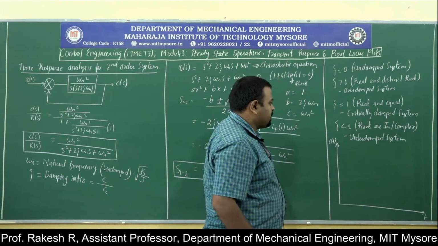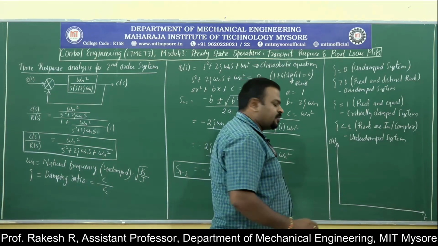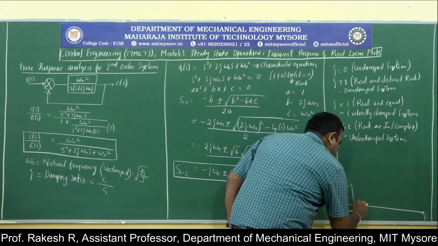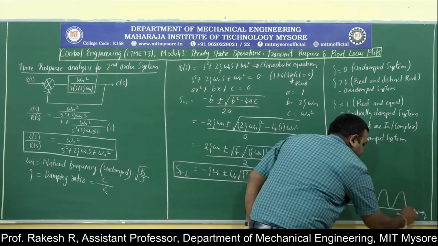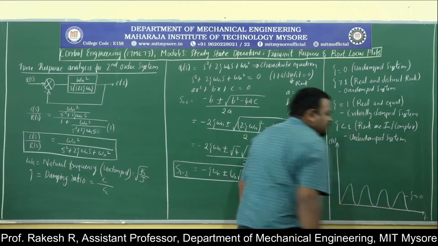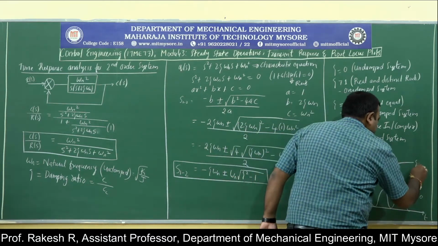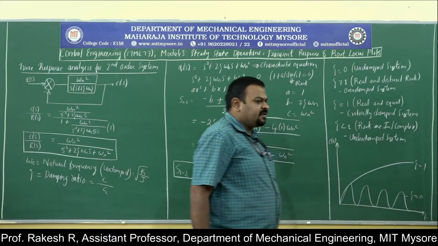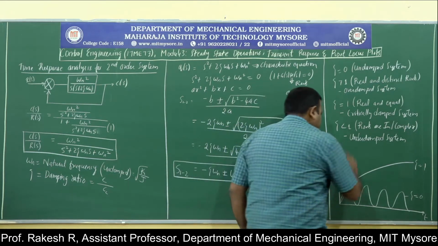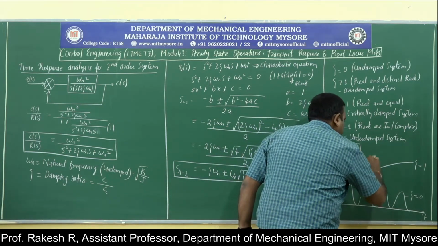when we say it is root 0, it will be like this. This is zeta equal to 0. If zeta is equal to 1, this is the graph we will get. It is critically damped. If zeta is less than 1, it will be like this.